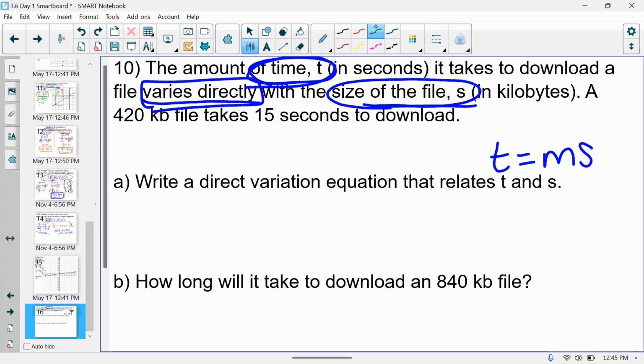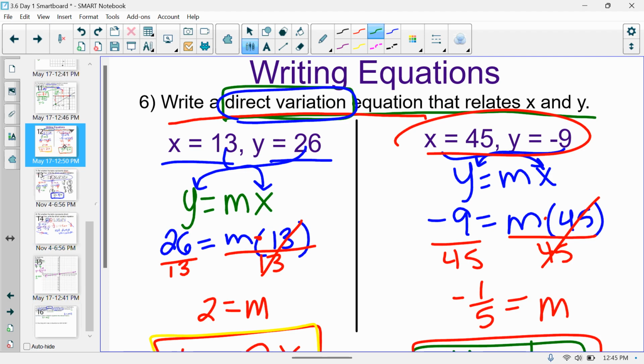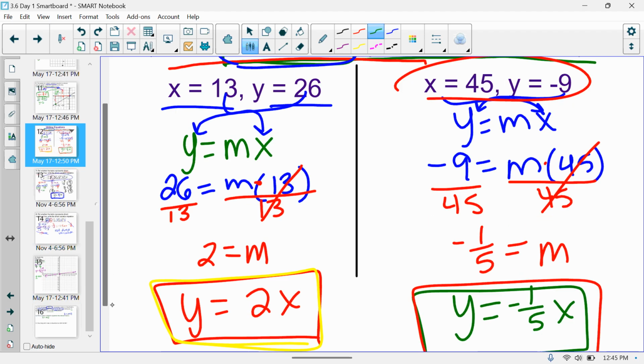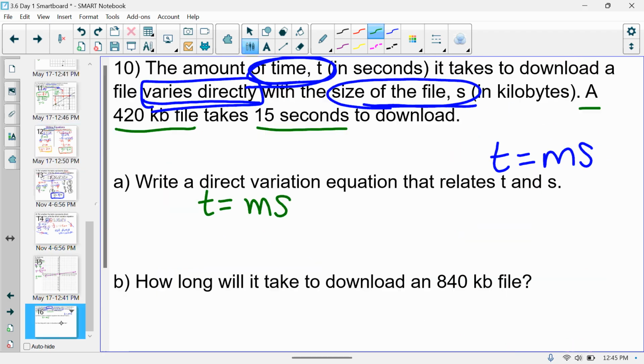It also tells us a 420 kilobyte file would take 15 seconds to download. So it wants us to write a direct variation equation that relates t and s. So guys, don't get scared just because this is a story problem. This is exactly what we did back on number 6. Remember how we had an x and y value and we filled them in so that we could find m, the slope or constant of variation? Well, we have that here.